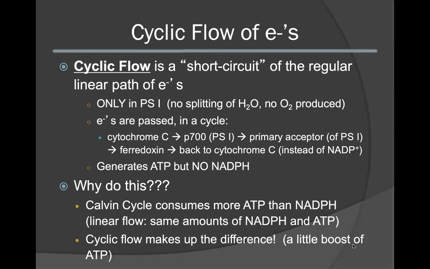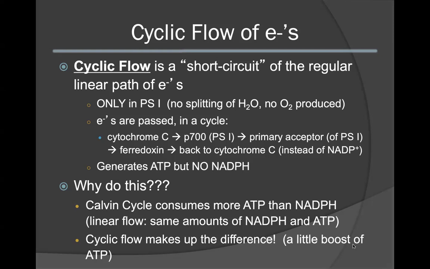When electrons follow the cyclic pathway, when they leave cytochrome C, they will enter into the P700 of photosystem 1. They will go to the primary electron acceptor, they will go to ferredoxin. However, in the cyclic pathway, they will be recycled back to cytochrome C instead of being delivered to form NADPH.